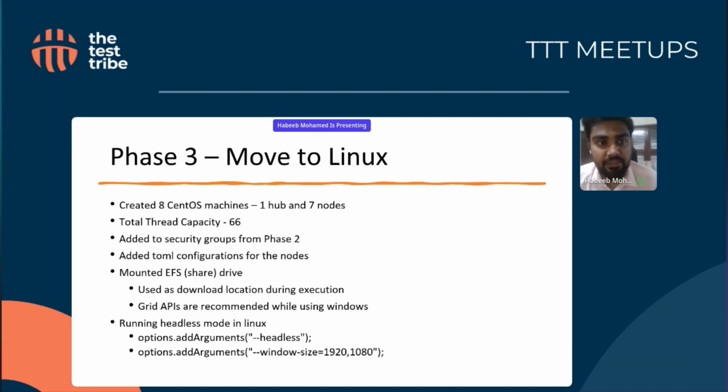So we moved to Linux, and we created 8 CentOS machines this time for our nodes. Sorry, one for the hub and 7 for nodes, which has the capability to handle 66 threads. It's a direct number of threads, but if you want to go beyond these threads, as I mentioned, we can override the number of maximum sessions. Even with the same machines, it can scale up to 120 threads, but we have kept it simple as the time requirement is just 2 hours.